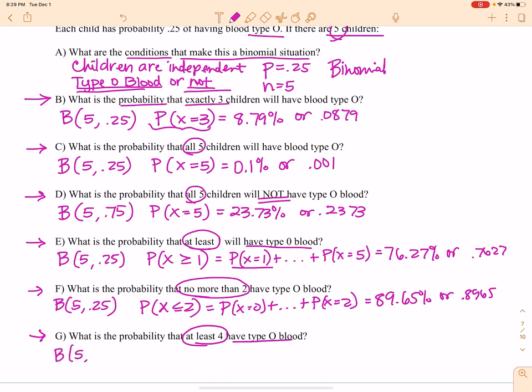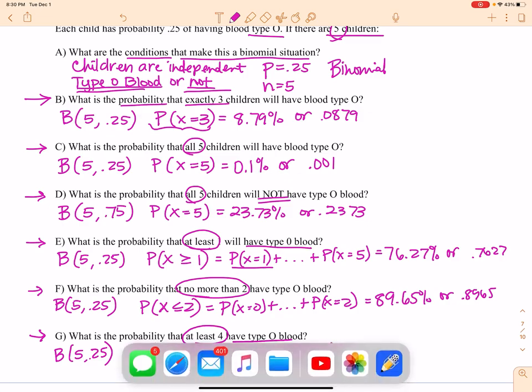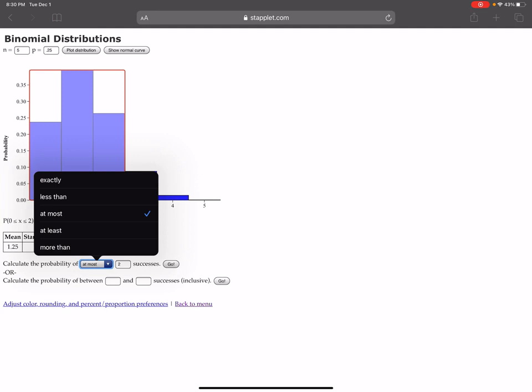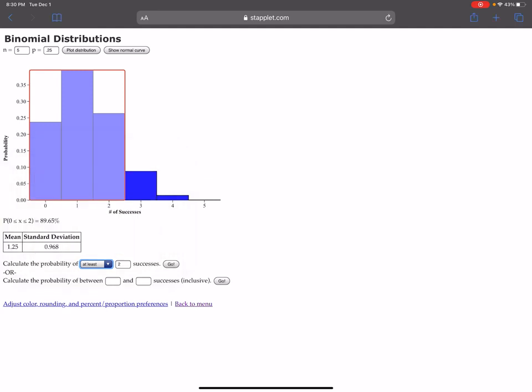Okay, part G. What is the probability that at least 4 have type O blood? So same parameters here. The probability that it's at least 4. So that's basically the probability that x equals 4 plus the probability that x equals 5. We're stopping at 5 because n is 5. It's not going to go higher than that. So back to Stapplet. I'm going to change my pull down menu here. It's going to be at least.